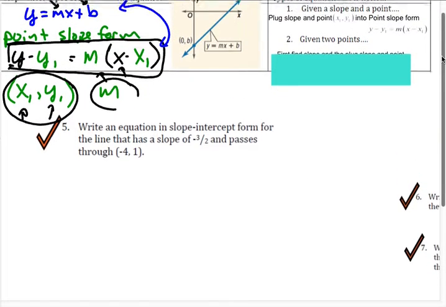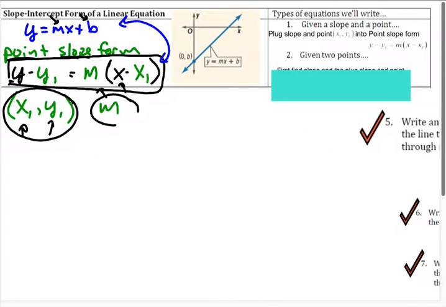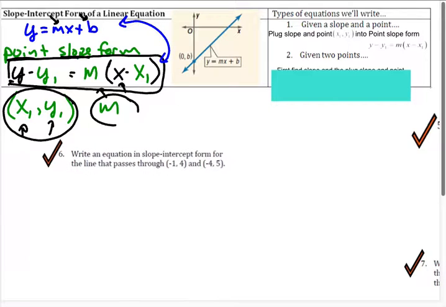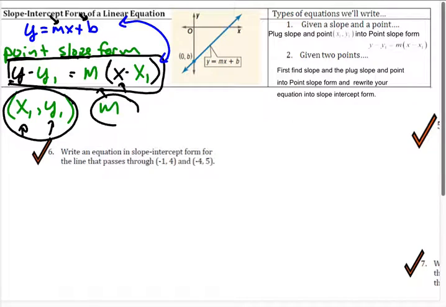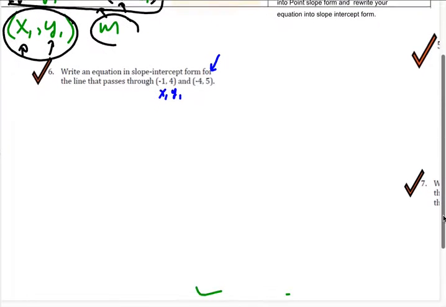Let's go up here. And now we want to do number 6. Given 2 points, first find the slope and plug that slope and point into point slope form and rewrite your equation in slope-intercept form. Hey, if they give us 2 points, you can just say, hey, this is x sub 1, y sub 1. You can say this is x sub 2, y sub 2 if you want, because we have to use that in order to find slope. But then you just go from there. So let's move this down and give ourselves a little bit of room.